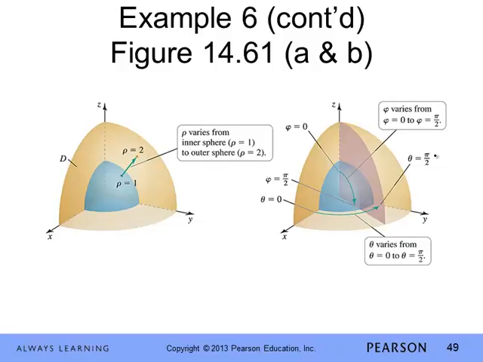Now, phi is going to go from 0 to pi over 2. And theta is going to go from 0 to pi over 2. Remember, this is 0 for theta, and this is pi over 2. So does everybody understand how this is that region D that we just described? So how do we set up our triple integral? First of all, that x squared plus y squared plus z squared for the integrand is just rho squared.